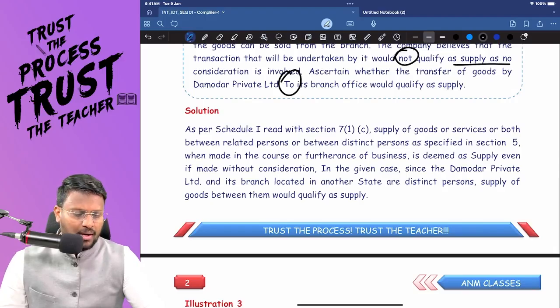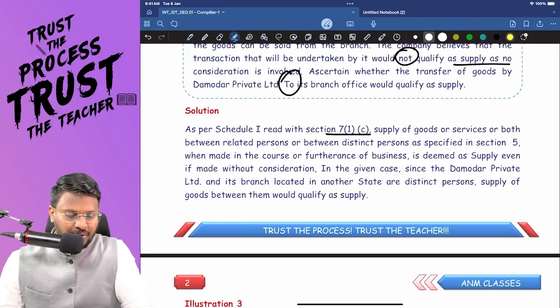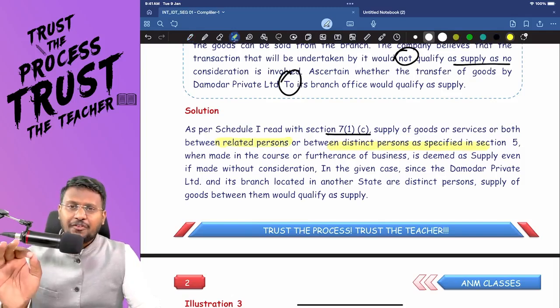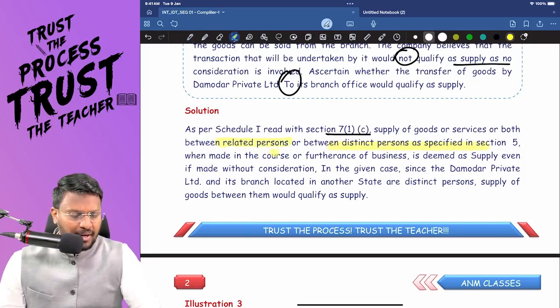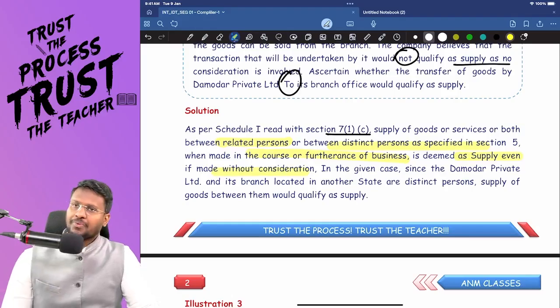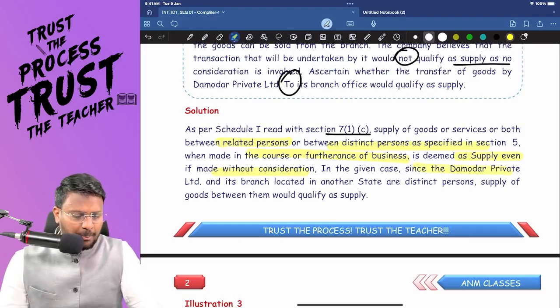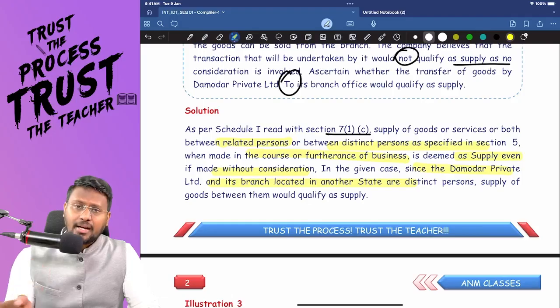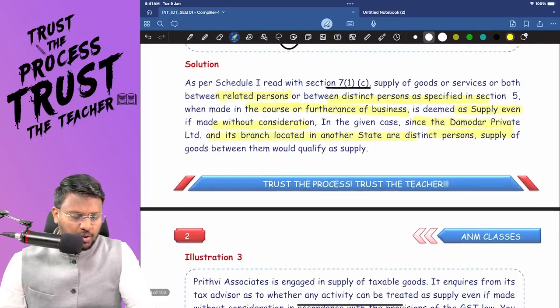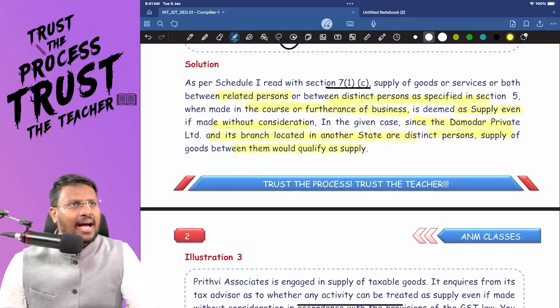As per schedule 1, read with 7 subsection 1, supply of goods or services or both between related persons, or between distinct persons as specified in section 25, when made in the course or furtherance of business is deemed as supply, even if made without consideration. Sir, in the given case, since Damodar Private Limited and its branch located in another state are distinct persons, supply of goods between them would qualify as supply.